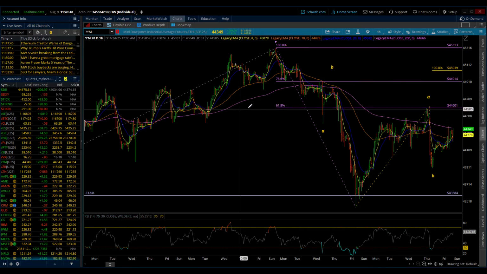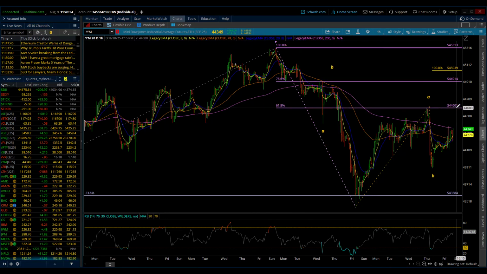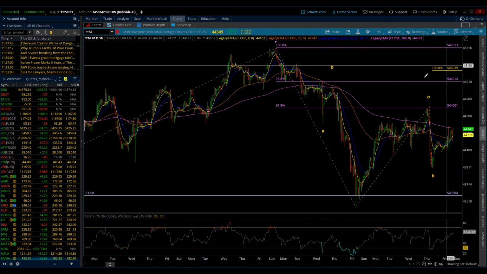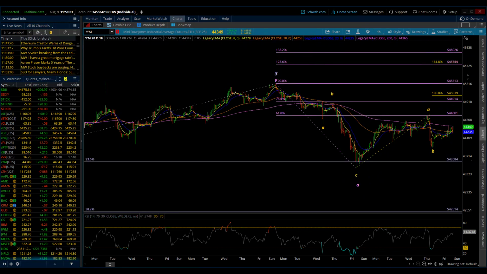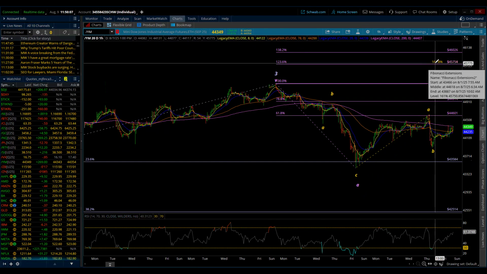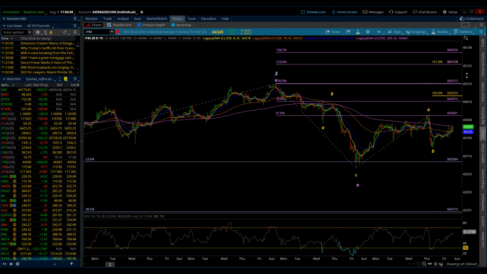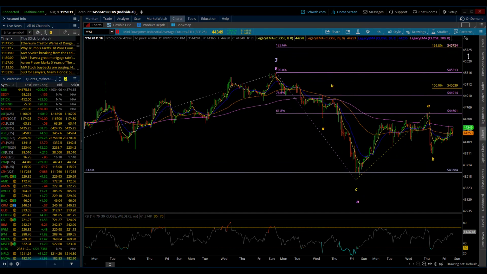And then again, we have these levels. 0.618, 44,601. I'm just expecting it to be some resistance, not necessarily a finishing resistance level. I think those are up here. There's that first one, and here is the second one. So that's the story on the Dow.